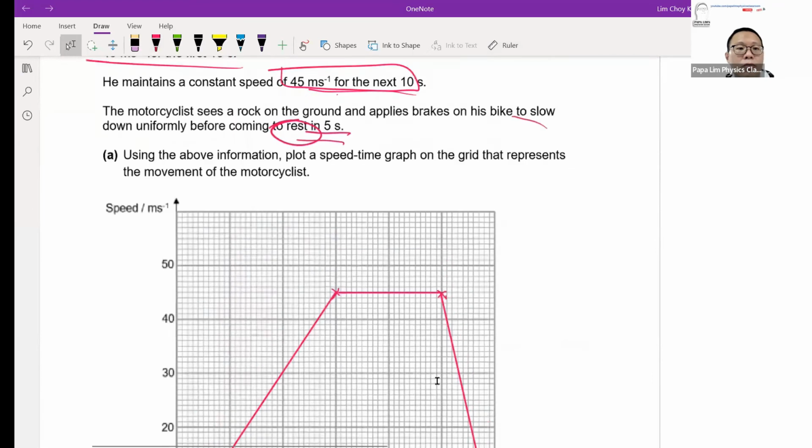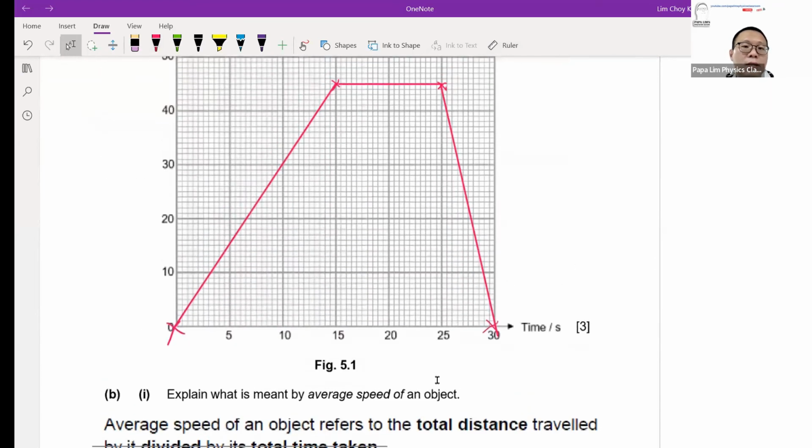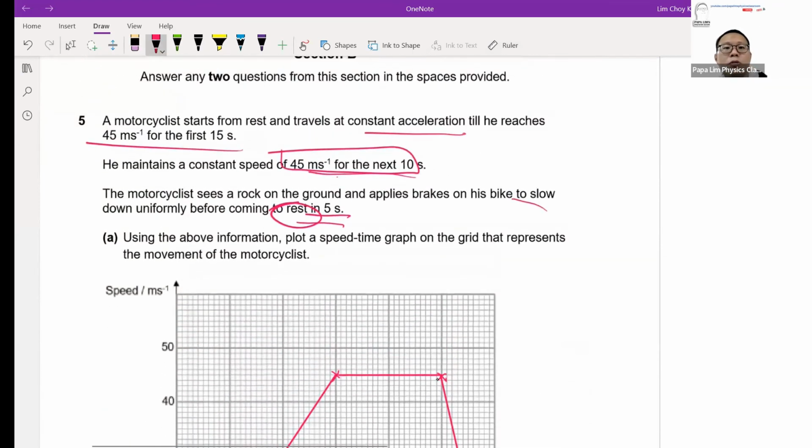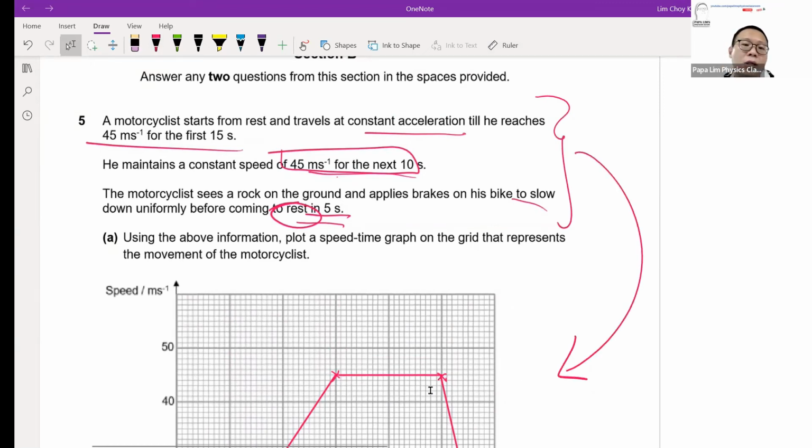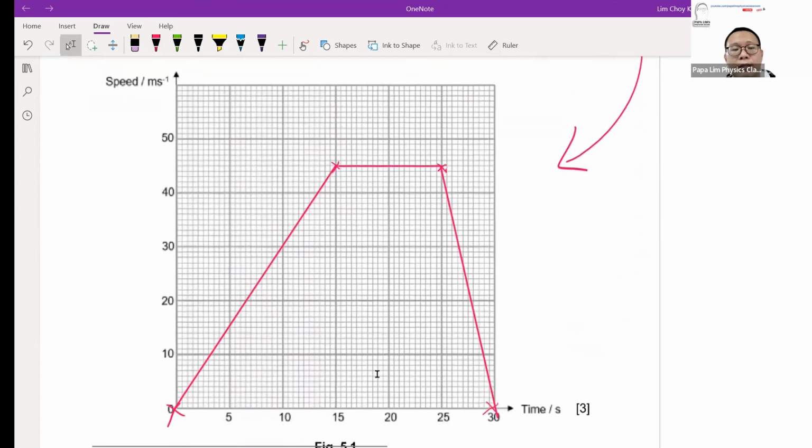So for the first cut, I would say the 3 marks are quite easy. All you need to do is convert whatever information is given in English, in terms of the story, into graph values. Same thing, kinematics, speed-time graph, like I mentioned in other papers. First thing you do in kinematics, take note of the units, especially time.